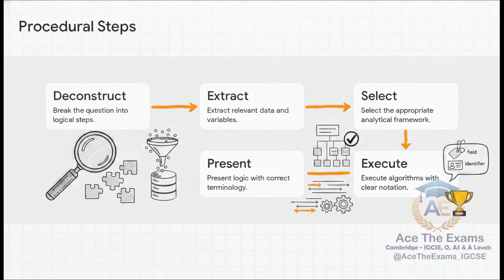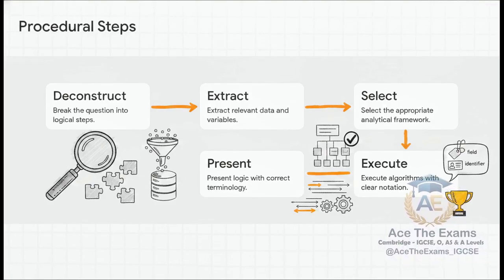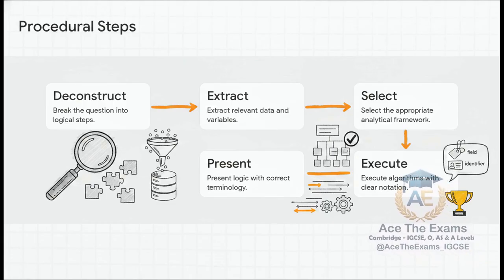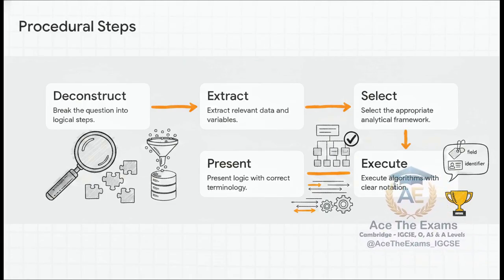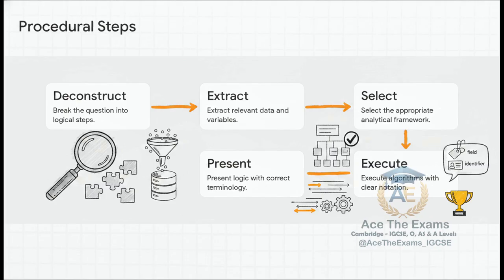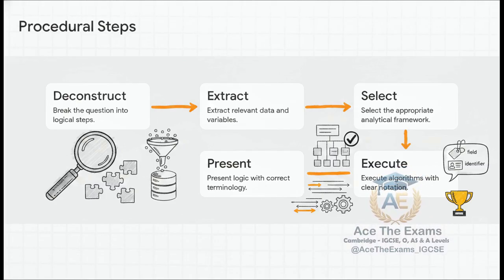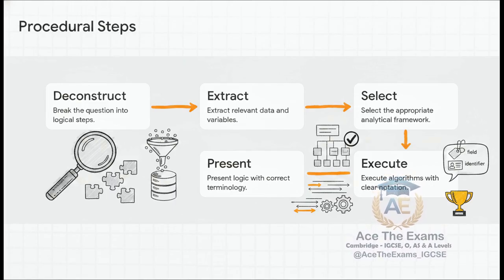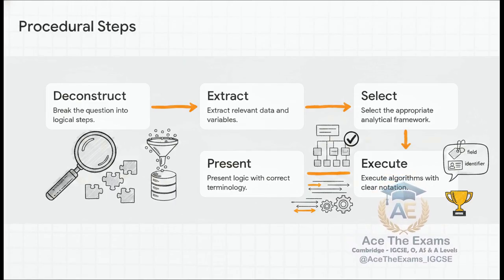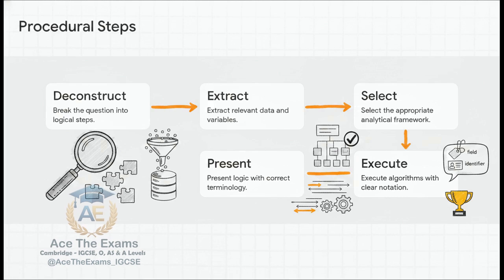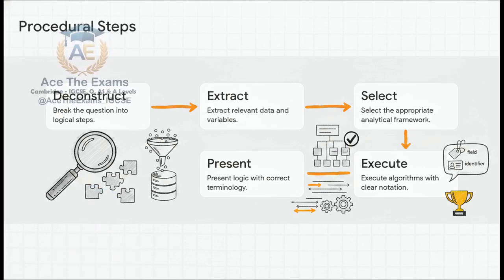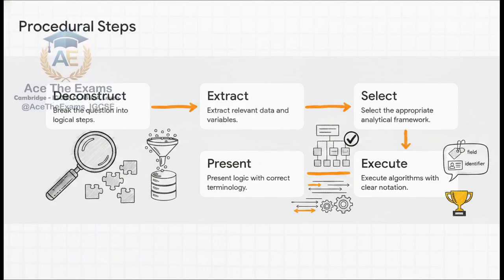Step 1. Deconstruct the question. Before you even think about writing a single line of code, break the question into logical steps. What are the command words? Step 2. Extract relevant data. Look at the scenario. What are the variables? What data types are explicitly mentioned or heavily implied? Step 3. Select the analytical framework. Are you using a single record structure here, or do you need an array of records to handle multiple entries? Make the choice and mentally justify it.